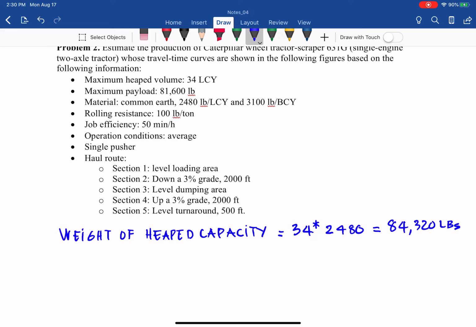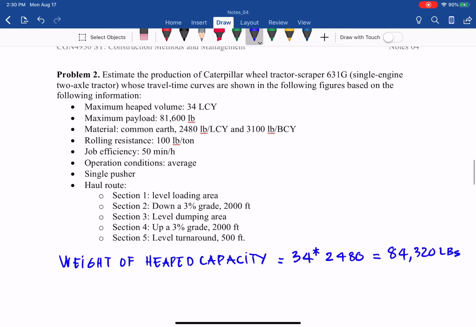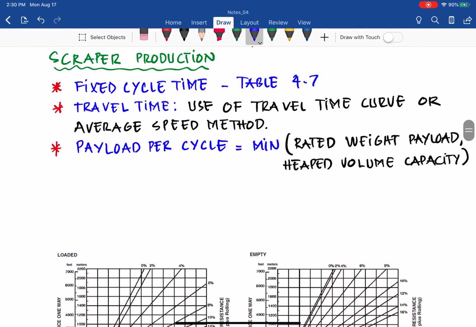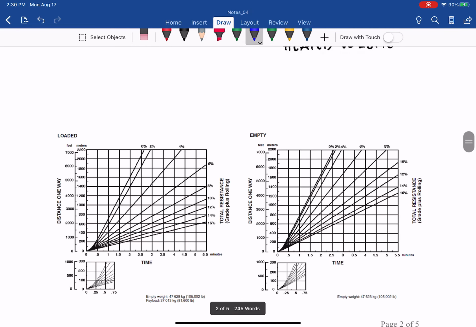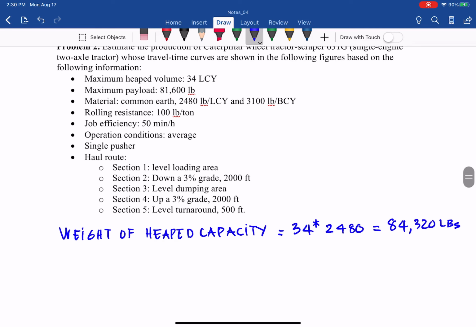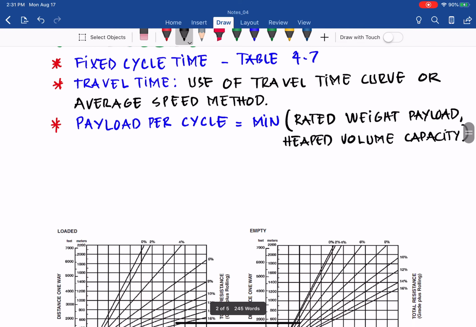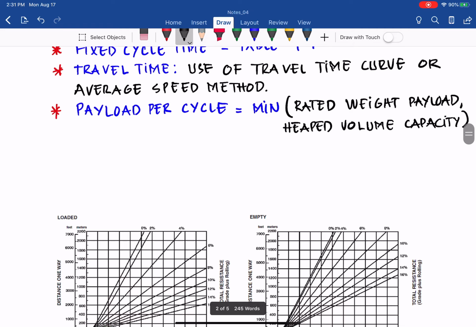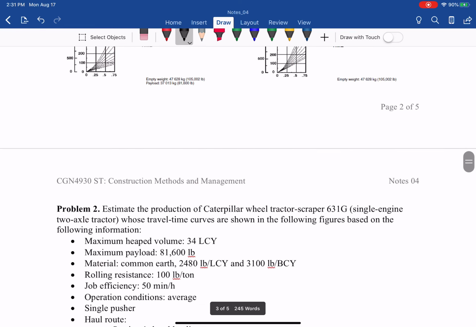And then, as you can see, the maximum payload. So in this case, you have the heap volume capacity and the weight load given to you, and you have to get the minimum. The maximum payload is 81,600, so we take the smaller one. As you can see here, this weight is greater than that, so we write down the minimum here. So we can have the payload per cycle.